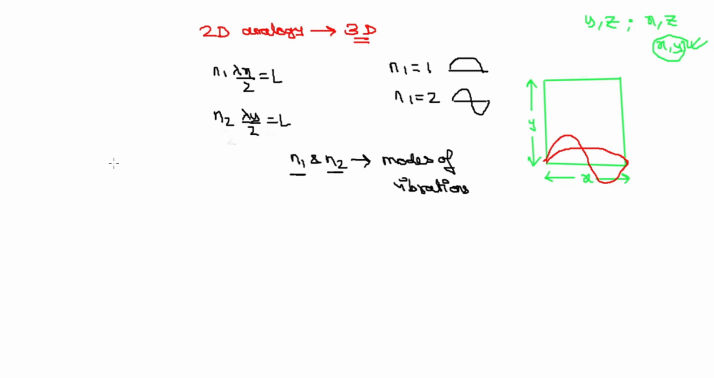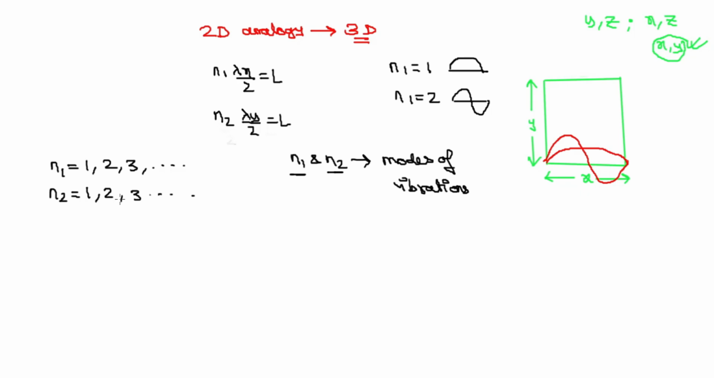Each possible combination will represent a mode of vibration or a standing wave. So what are the various combinations of n1 and n2? You see, n1 goes from 1 to infinity in integer steps, right? So this is what n1 is, 1, 2, 3 dot dot dot. Similarly, n2 is also like this, 1, 2, 3 dot dot dot. They are positive natural numbers.